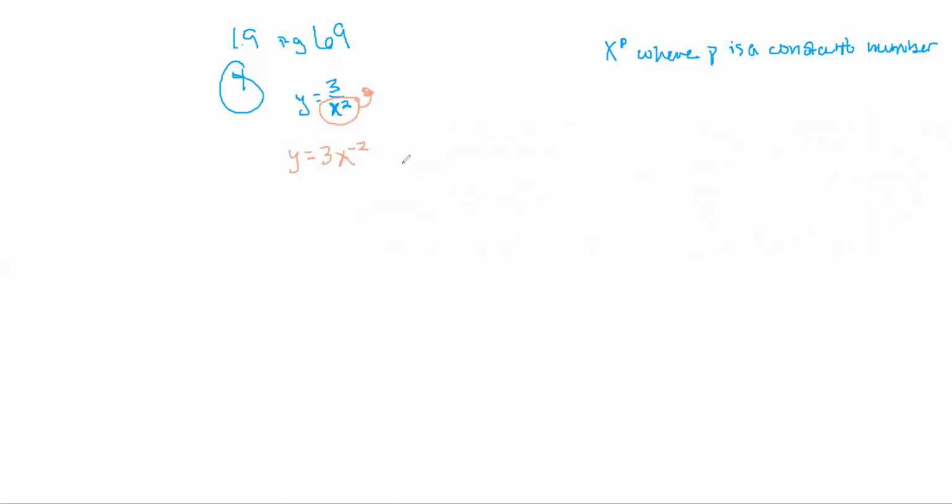This is going to come in very handy later as just like a tool. So please get comfortable moving things from the denominator to the numerator. But if it's written like this, is this a power function? -2 is a constant number, so it is. Yes. All right.